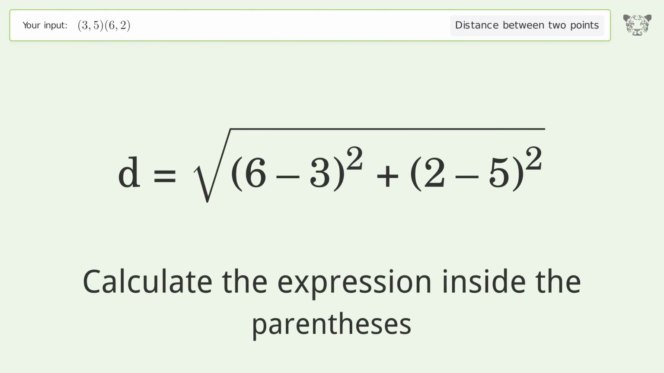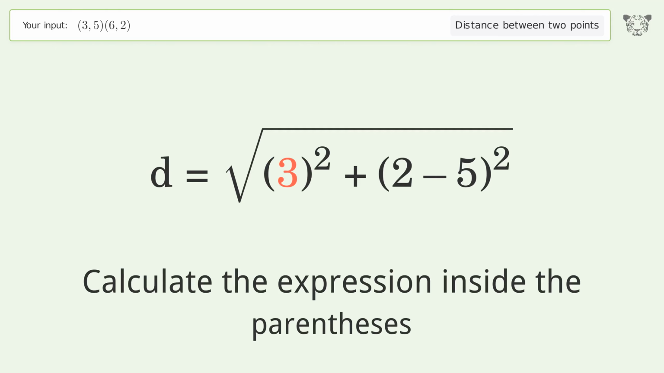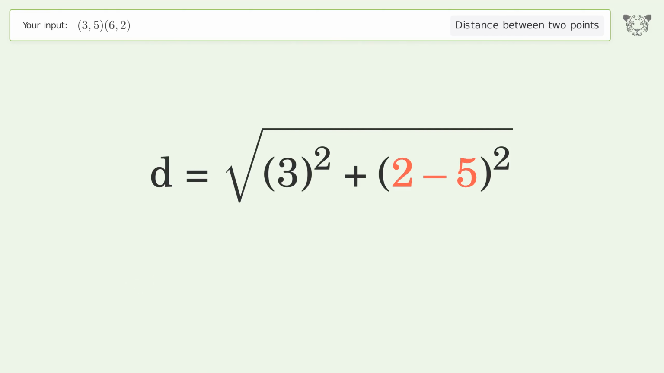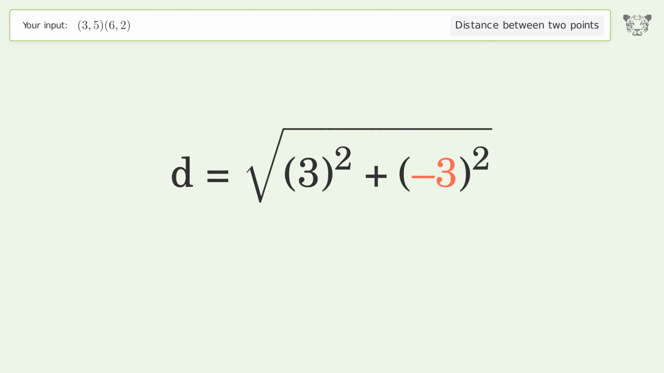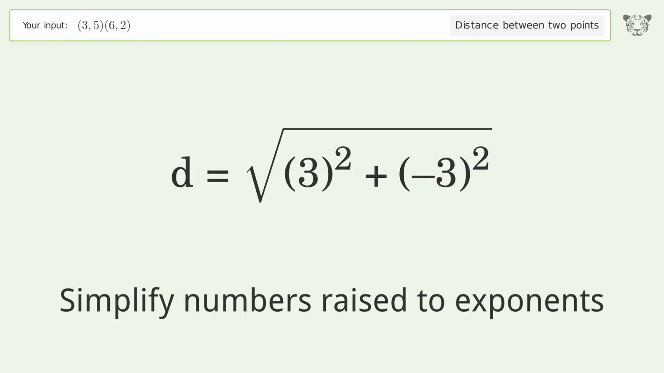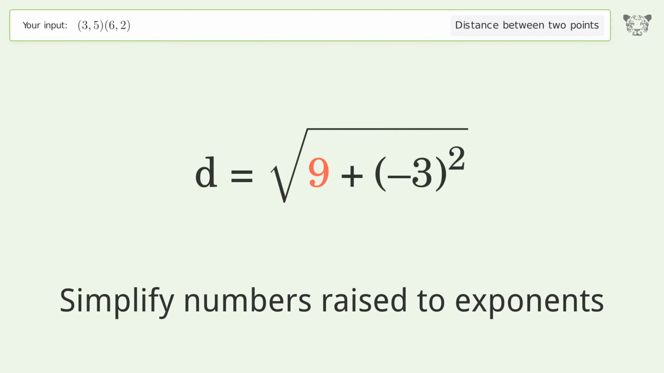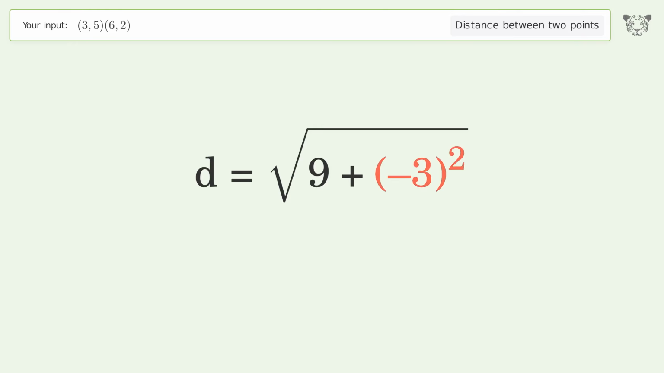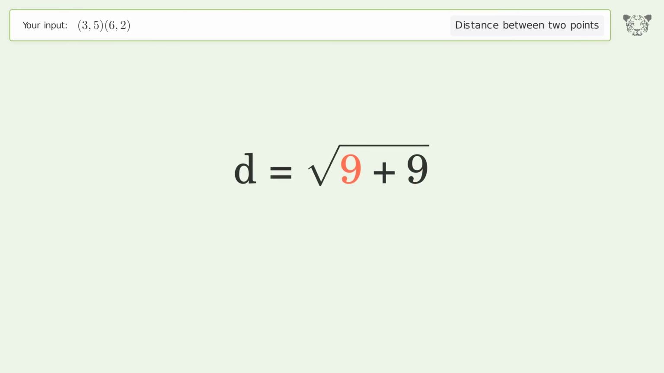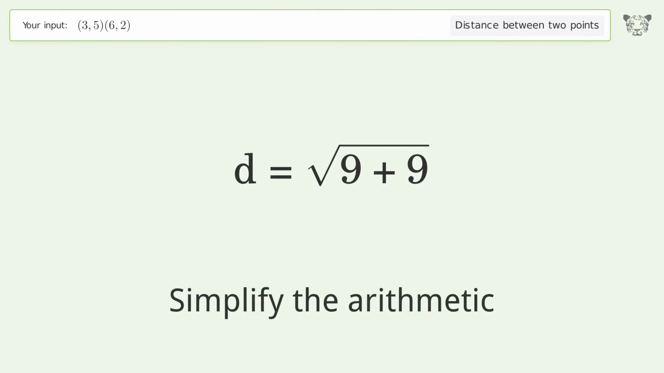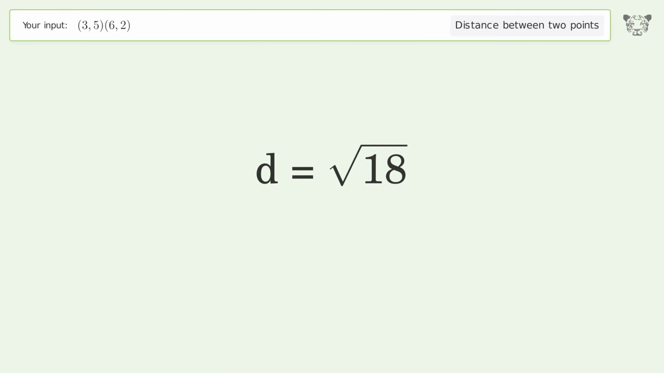Calculate the expression inside the parentheses. Simplify numbers raised to exponents. Simplify the arithmetic. And so the distance between the 2 points is the square root of 18, or 4.243.